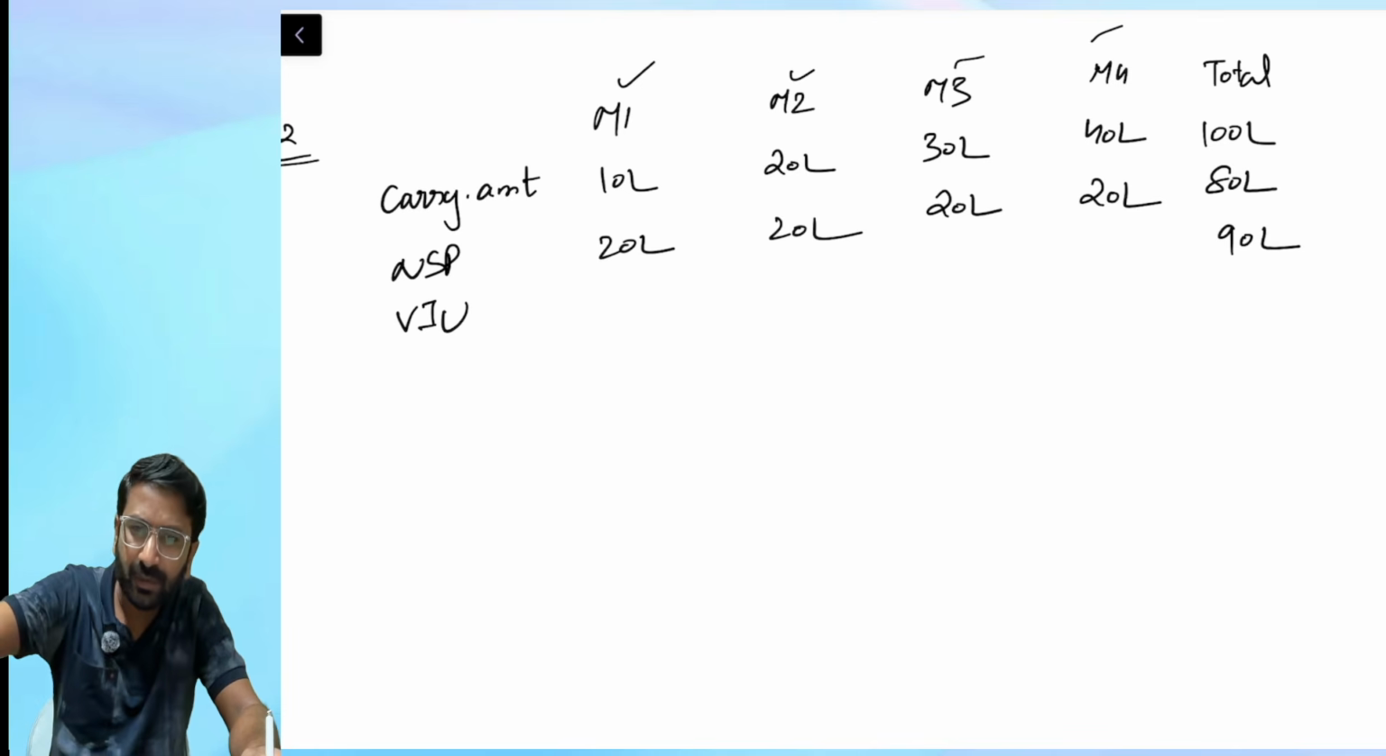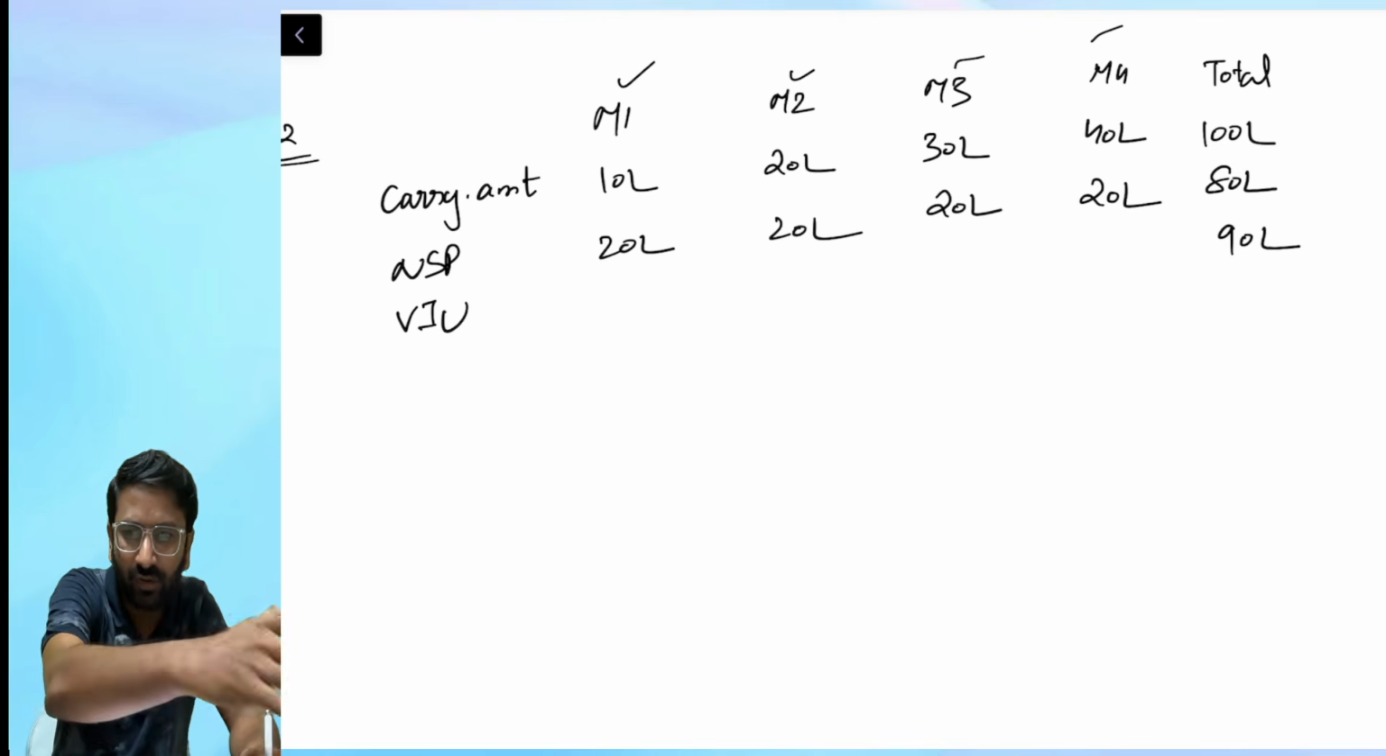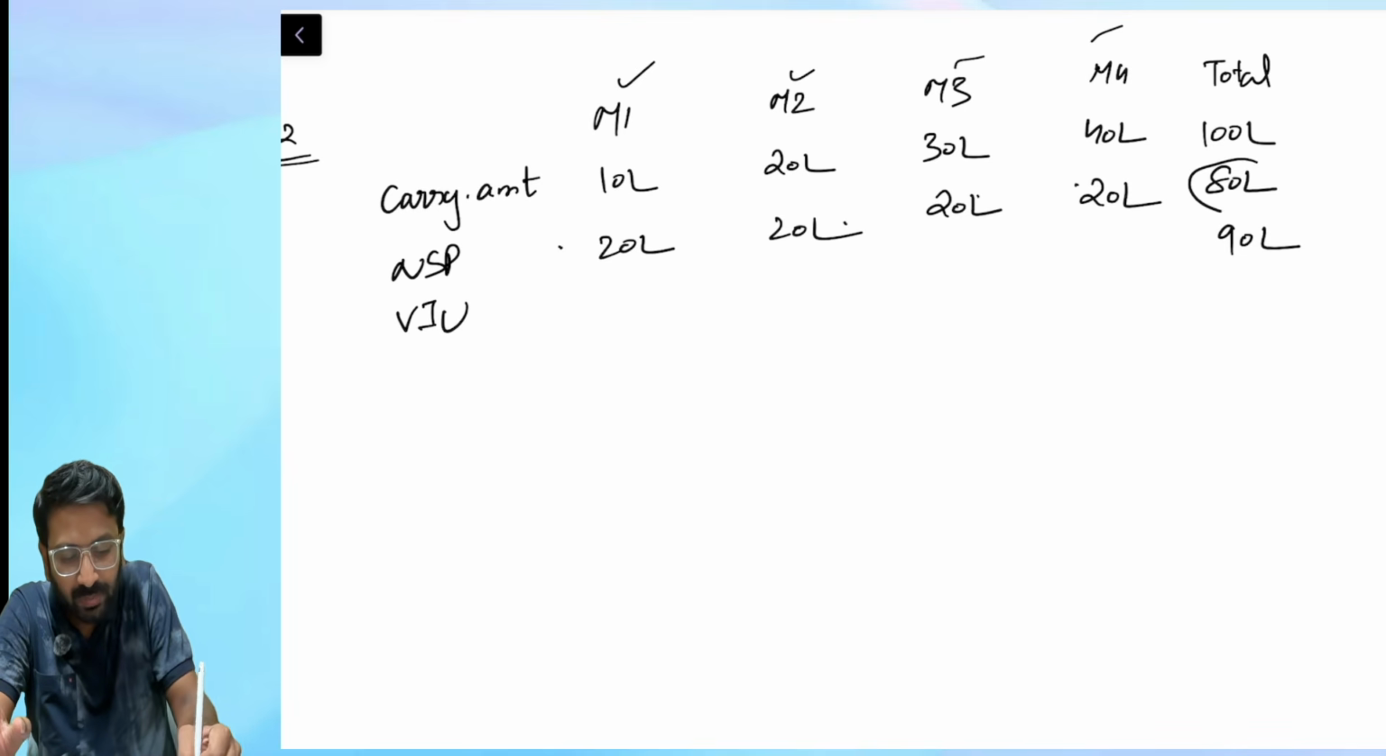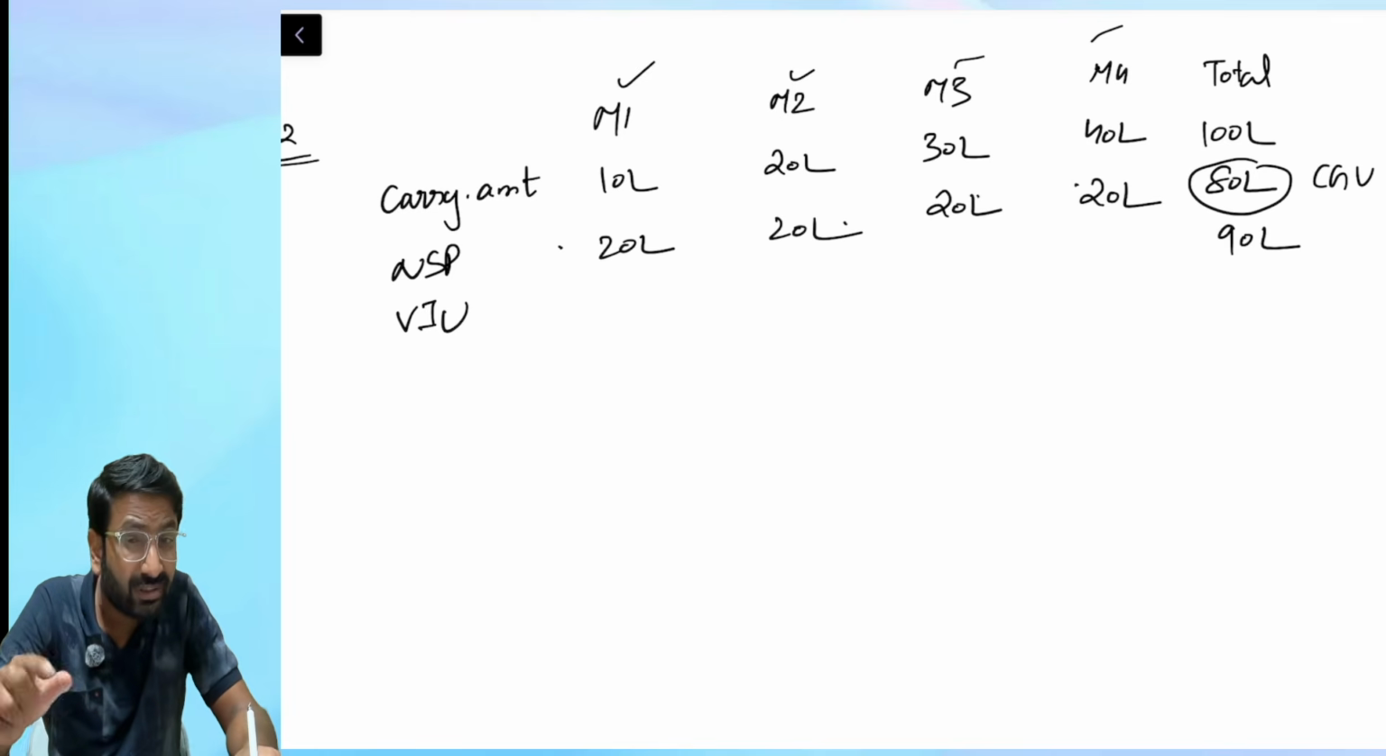You can sell machine 1 separately, 2 separately, 3 separately and 4 separately. And if you sell that, you're expecting NSP of 20, 20, 20, 20. So what is the total NSP of the entire group? 80. But can I use the machine separately?